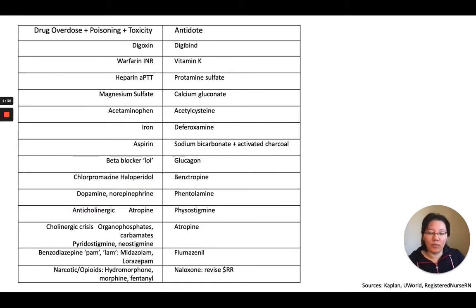Antidote. The question would say patients are on a certain medication, and if they have, let's say, a digoxin overdose, then what antidote should you give? And here's the one. How I remember is DD, WV, HP, MC, AA, ID. That's how I remember those drugs. This one is just pure memory, so once you remember, then it should be pretty good.